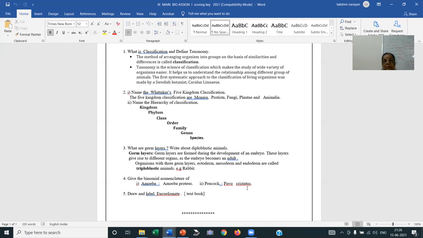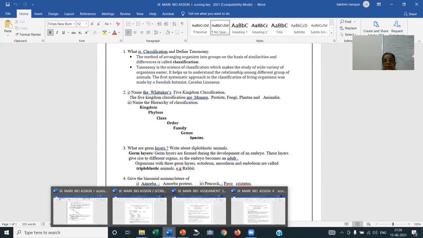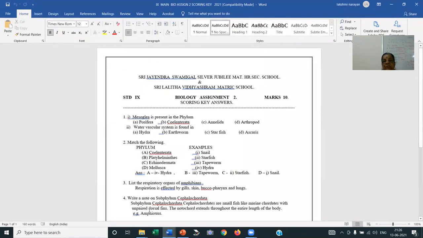Then label, use an animal. I ask you to note this down from the textbook. I hope you follow this.